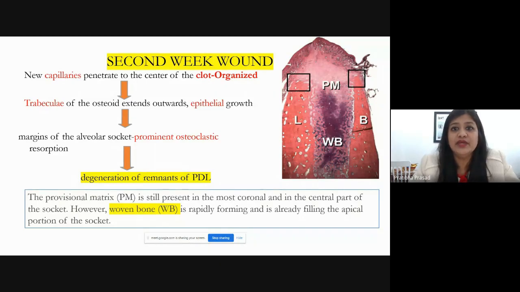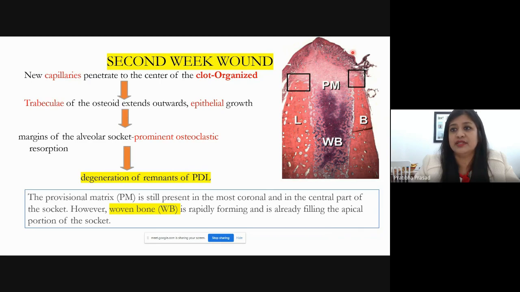And in the second week, more and more blood capillaries invade the clot, and it becomes completely organized, and even the trabeculae start extending outwards. This WB is for the woven bone. It is an immature bone which is deposited basically, and it starts filling up from the bottom of the socket towards the top of the tooth. And more prominent osteoclastic activity is seen at the crest of the alveolar bone, as you can see here.